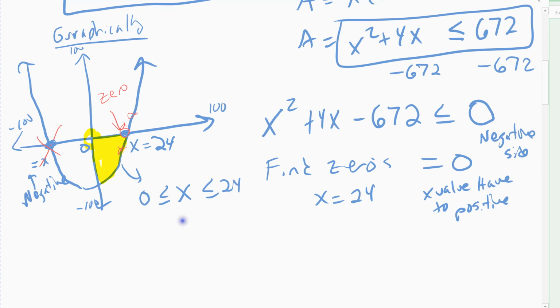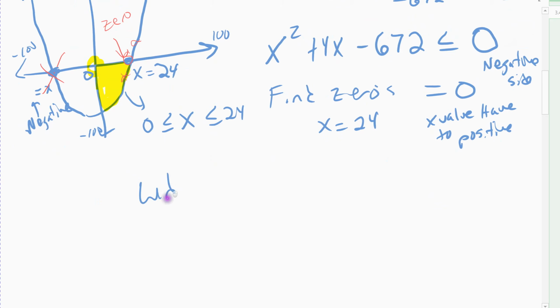So I can have my width be anywhere between 0 to 24, and then my area would be between 0 and 672. At 24, my area is 672. At 0, my area is 0, and that's the smallest area I can have. And so there's my answer.